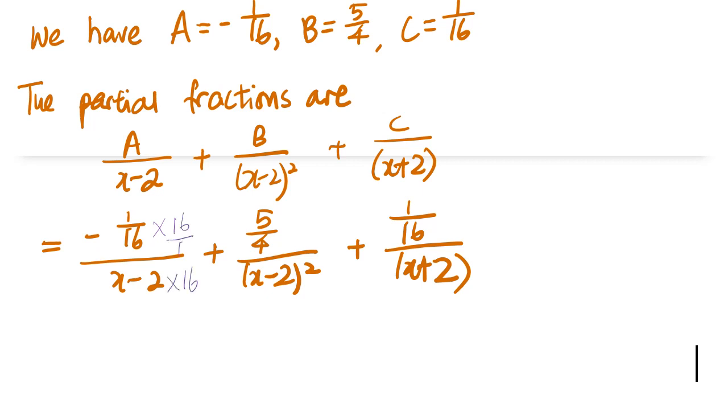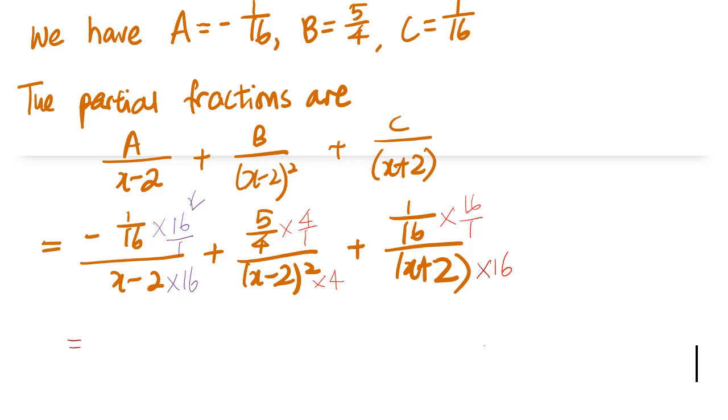Alright, I purposely make it 16 over 1 here, just in case some of you may not understand why negative 1 over 16 times 16 gives you negative 1. And here I multiply with 4 over 1 at the numerator, also at the denominator. Here I multiply with 16 over 1. Alright, so what do I get? I will get negative 1.